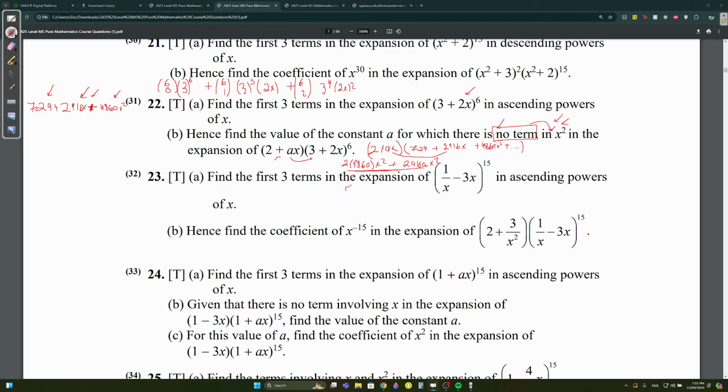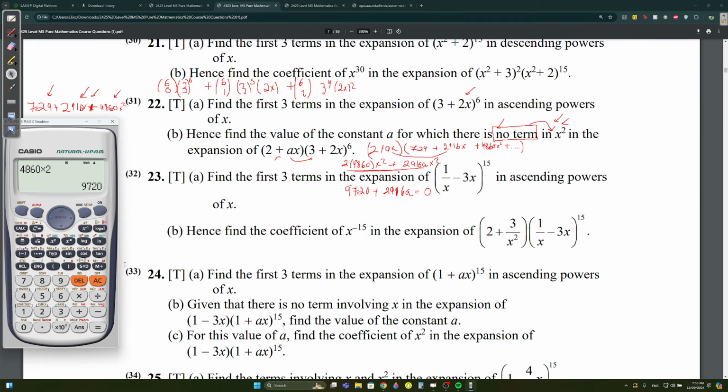So like I said, it's going to be 9720 plus 2916a, and that's going to be equal to 0, right? If you do this, you're supposed to get minus 10 over 3. No, wait, wait, wait. 9720. No, let me solve it. You take this to the other side, you get 2916a equals minus 9720. So a equals minus 9720 over 2916.